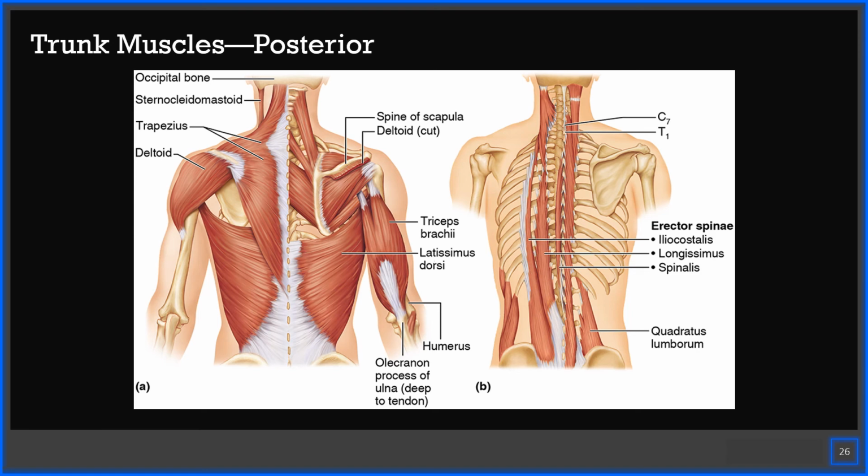Each erector spinae is a composite muscle consisting of three muscle columns: the longissimus, the iliocostalis, and the spinalis. That collectively span the entire length of the vertebral column, so they extend the entire length of the back. You can see that in the right part of this image.